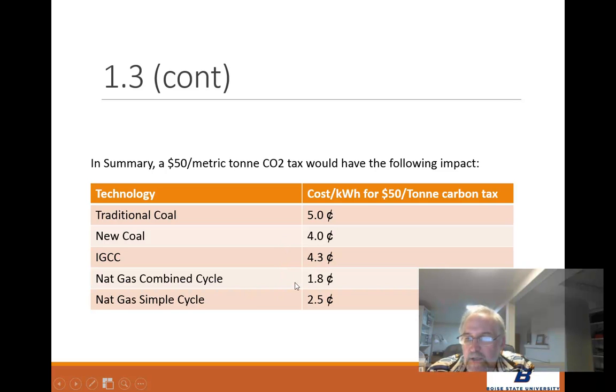Natural gas combined cycle is 1.8 cents a kilowatt hour, so that's the best. Langley Gulch, by the way, is a natural gas combined cycle, so it falls into that category. And then the simple cycle natural gas, which are like the peaker plants near Mountain Home on I-84, are not as efficient as the combined cycle, so they have a higher impact for the carbon tax at about 2.5 cents, which of course is only half of what it is for a traditional coal plant.